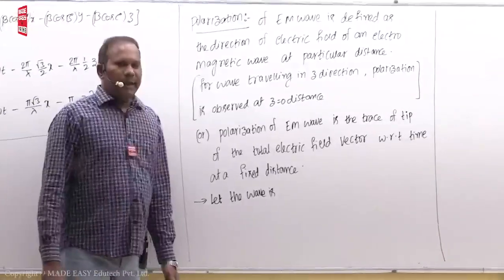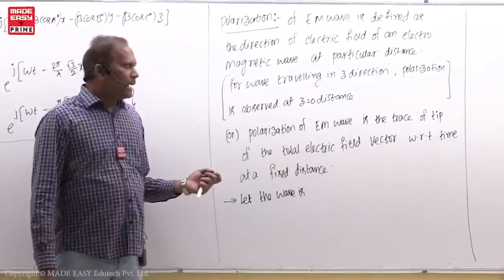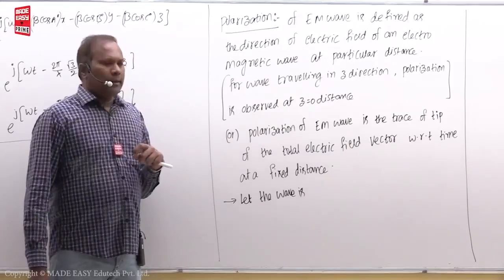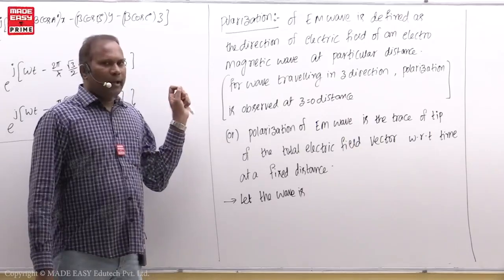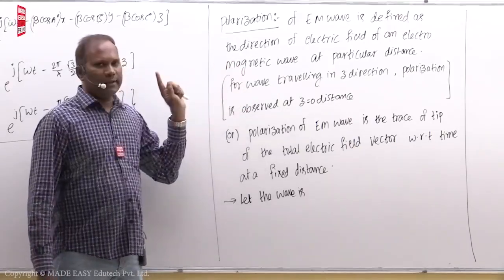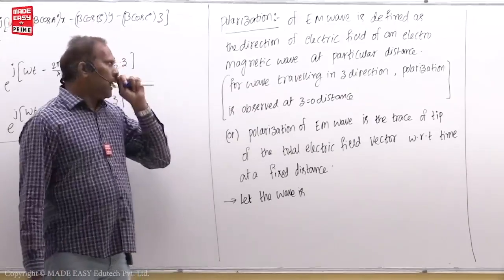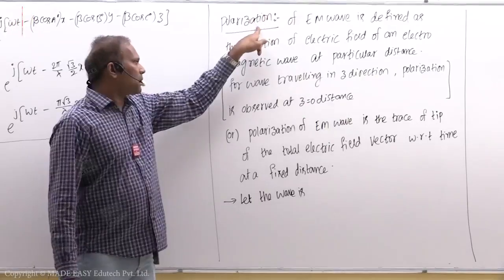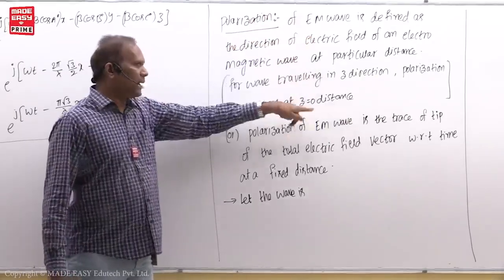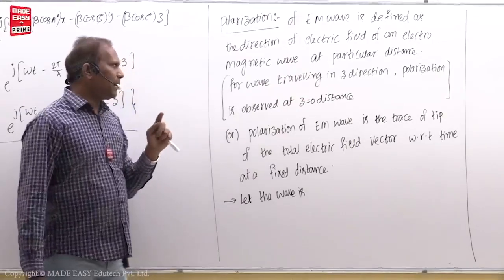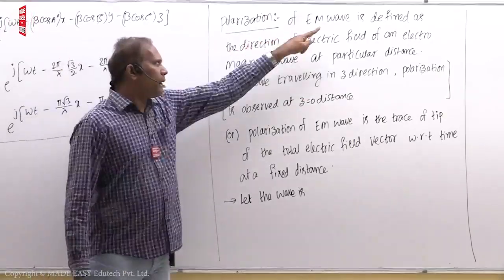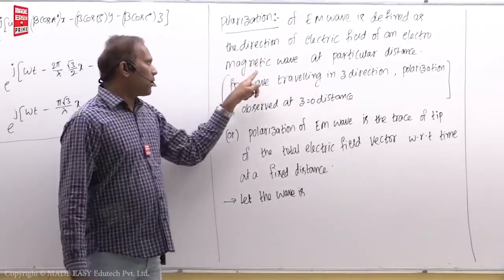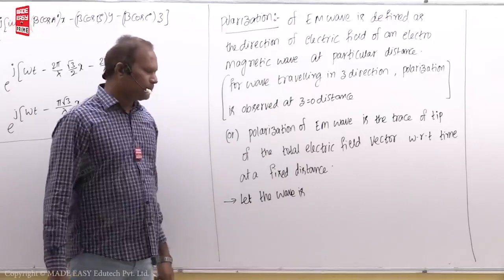Polarization. Actually, the polarization term comes in material science also. Their meaning is different. Here in electromagnetic waves, the meaning is different. Don't mix them up. Here I have written polarization of EM wave, that means this polarization term is defined for EM waves, and the definition is written here. But in material science, it has a different meaning. Now, polarization of an EM wave is defined as the direction of the electric field of an electromagnetic wave at a particular distance.